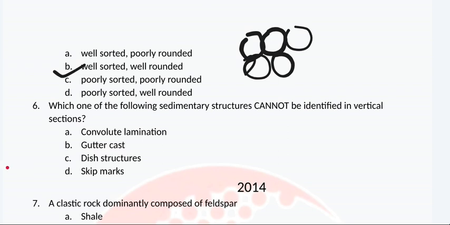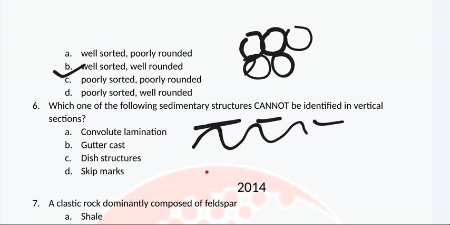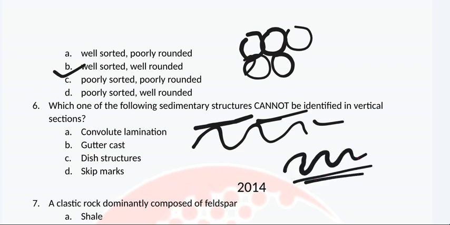Which one of the following structures cannot be identified in vertical section? So if there is a structure, if you cut vertically, you will be able to identify the structure. Suppose you take convolute bedding, it is a folded like structure. If you cut it vertically, or you take a vertical section, then you will get a cross section like this. So you can identify a convolute lamination.